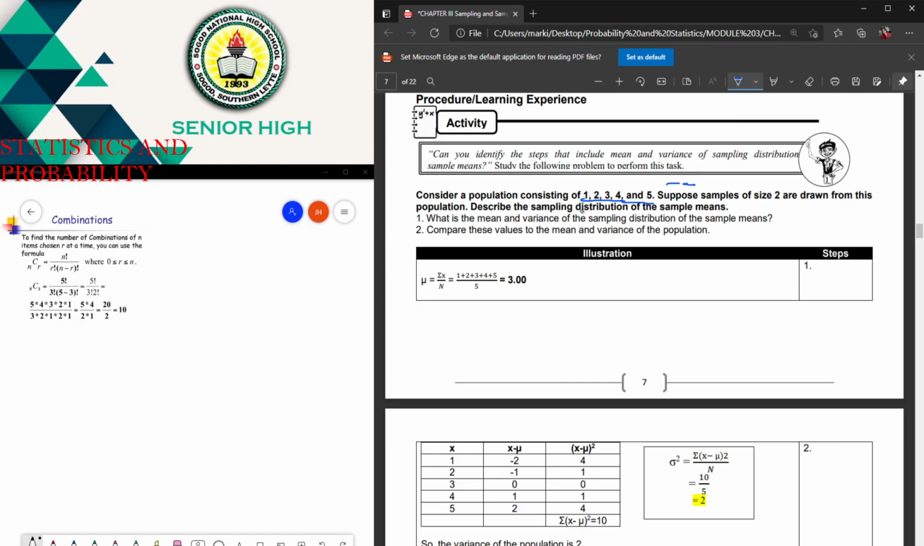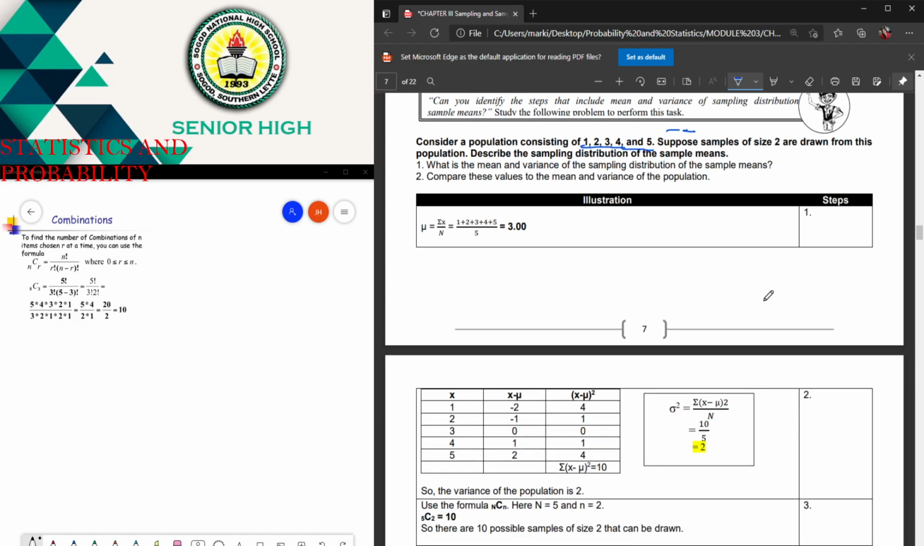Describe the sampling distribution of the sample means. So what is the variance of the sampling distribution of the sample means? Compare these values to the mean and variance of the population. So we have here the first steps. Just follow the steps.